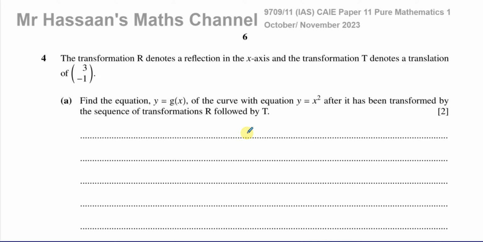I'm now answering question number 4 from the October-November 2023 Pure Mathematics paper 1-1 from the Cambridge 9709 syllabus. This question is about transformations of graphs, which was introduced in the syllabus in 2020, so it's relatively new to this syllabus.